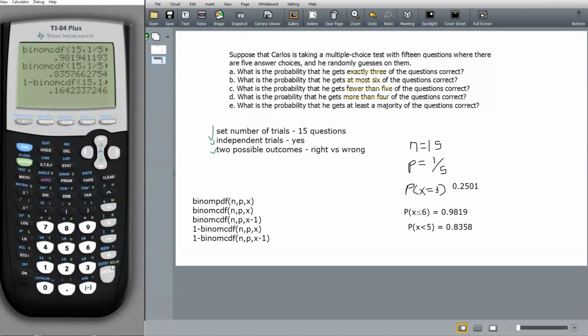So my probability that he gets more than 4 is going to be 0.1642. Now, if I forget to do the 1 minus beforehand, I can technically subtract it from 1 at the end. I just have to remember at some point that for anything that is greater than or equal to, I have to do the complement.